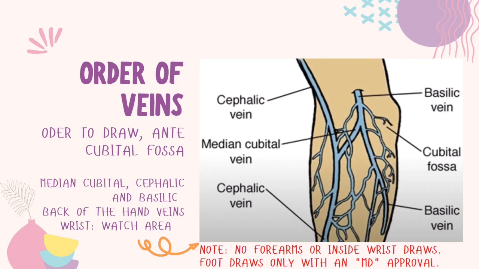Now, if those three are not accessible, again we go to the back of the hand, the veins referred to as the dorsal metacarpal veins. Then, with the dorsal metacarpal veins, we can look at the wrist area, or where your watch goes. O kung saan man nakalagay ang inyong mga watches. Now, this is the standard order we should follow when inspecting an arm.